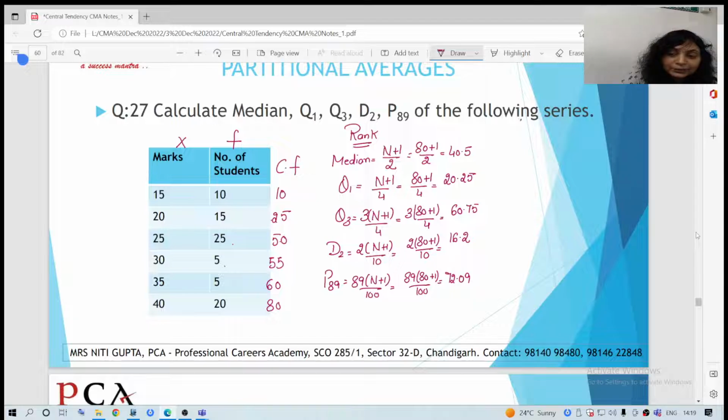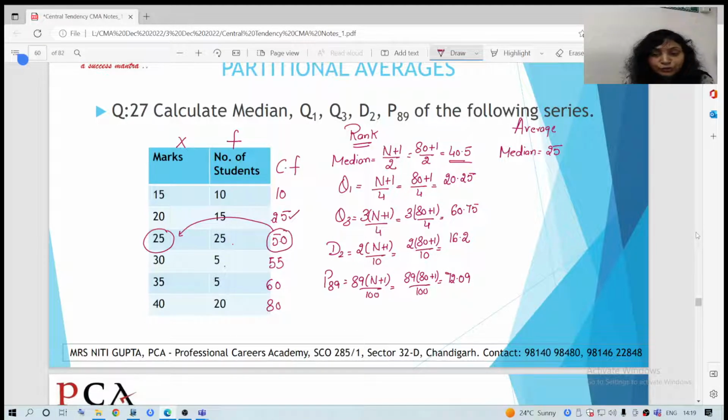Now we have to find out the average. The rank of median is 40.5. Now find the CF in which the rank of median lies. This is 25, this is 50. So 25 is less than the rank and 50 is more than the rank. That means this rank 40.5 lies in this CF. The corresponding X is 25. That means our median is 25.